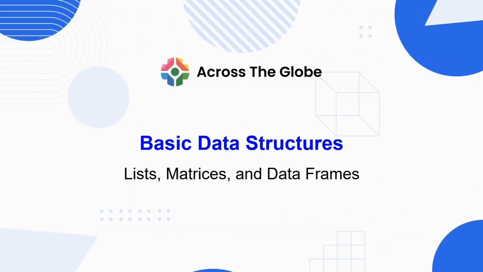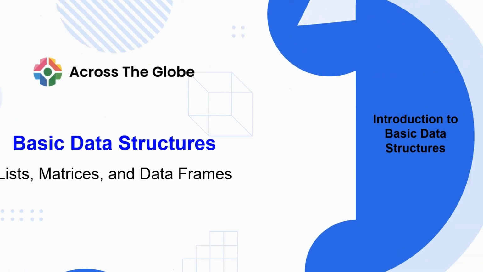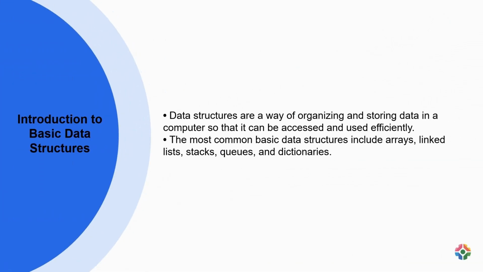Today we will learn about basic data structures. Data structures organize and store data in a computer for efficient access and use. Common basic data structures are arrays, linked lists (a fixed-size collection of elements linked by pointers), stacks (last in, first out), queues (first in, first out), and dictionaries (key-value pairs).